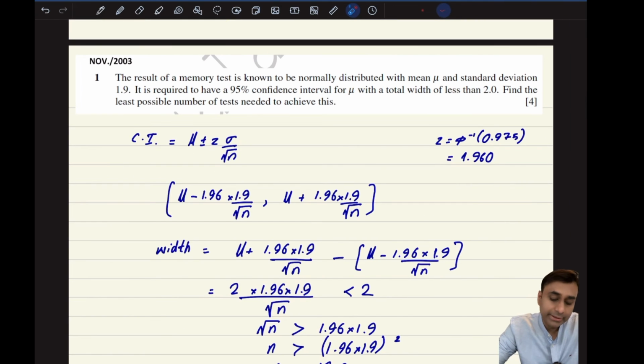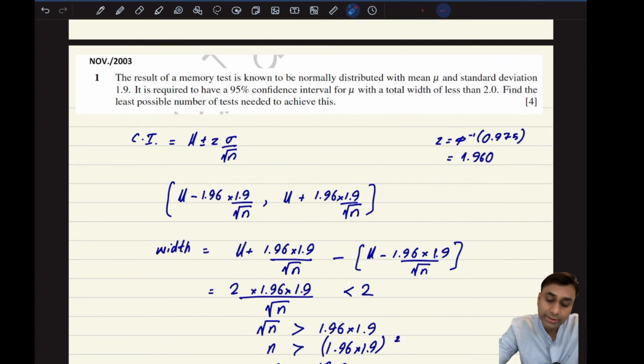One more example. It says the results of a memory test are known to be normally distributed with mean mu and standard deviation 1.9. This is about the population. We need a 95% confidence interval for mu, and it has to have a width of less than 2. Find the least possible number of tests needed. So we don't know the sample size n.